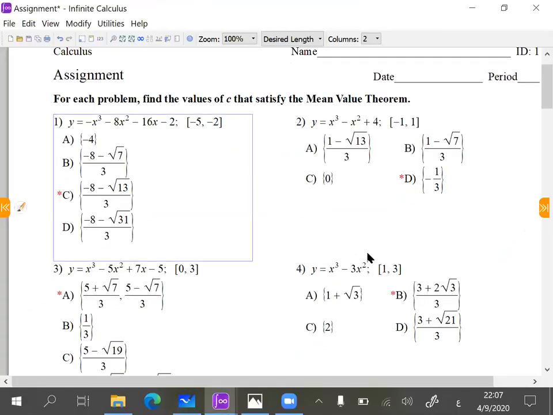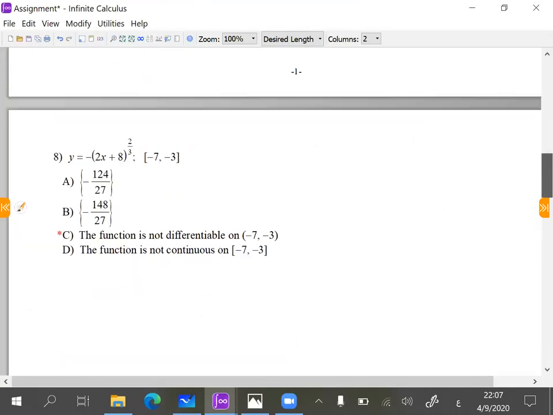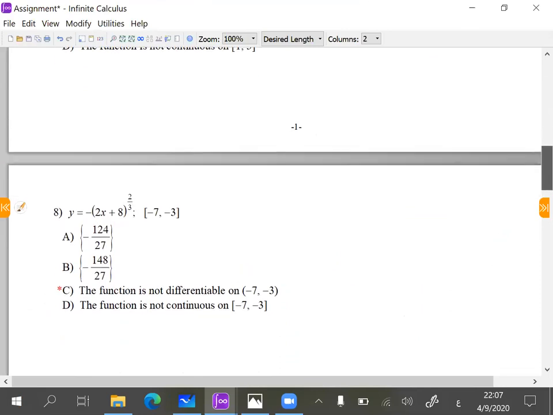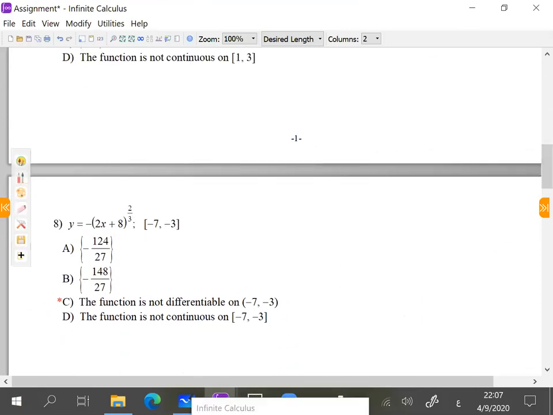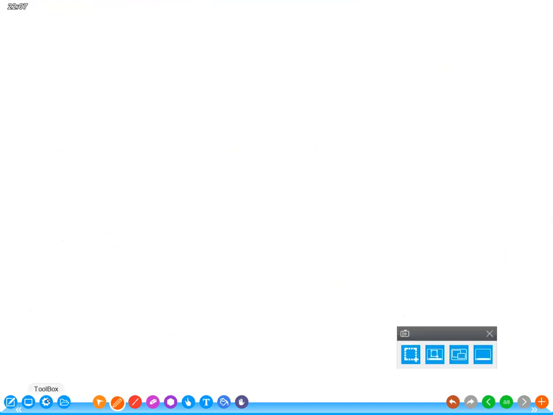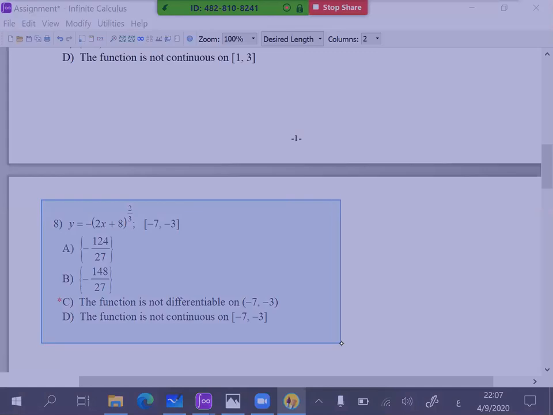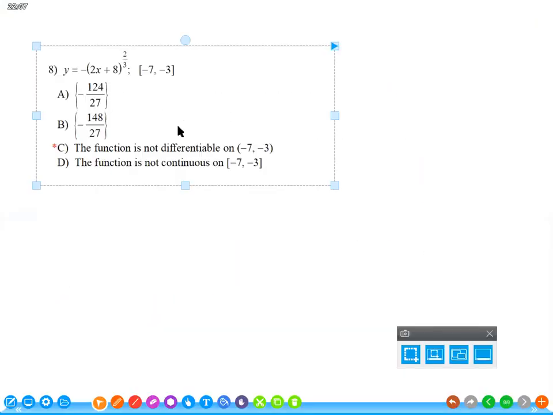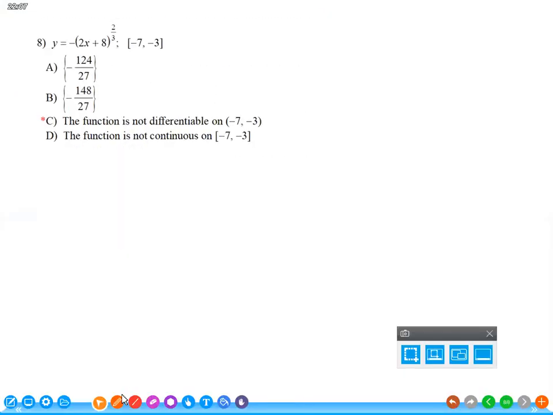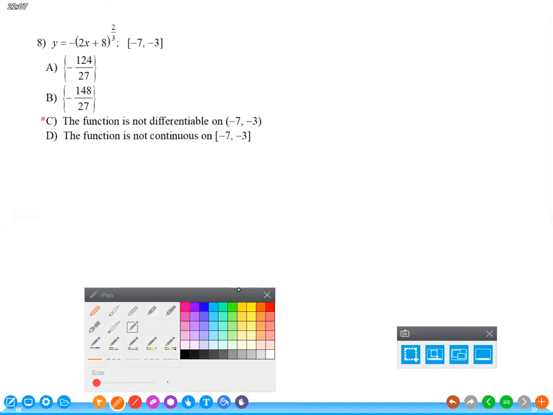Also, I want to do special cases, when one of the hypothesis conditions is not satisfied. So take another example. Some students get confused when it's not differentiable. What's the meaning of not differentiable? It means we look at the domain of the derivative, whether it's defined or not defined over the open interval.